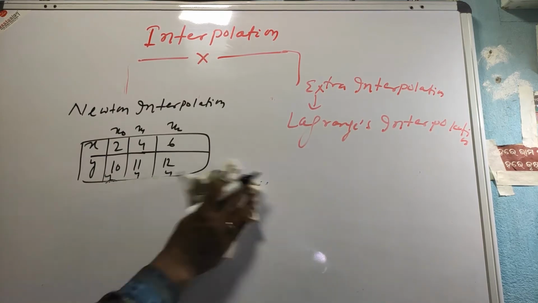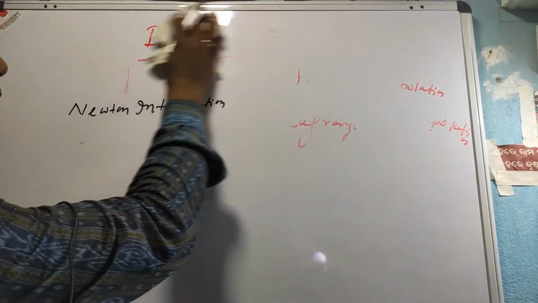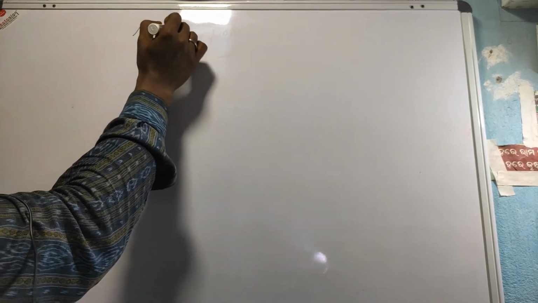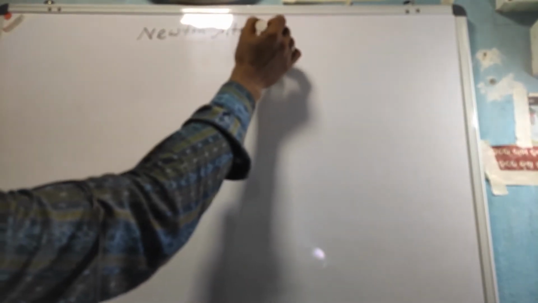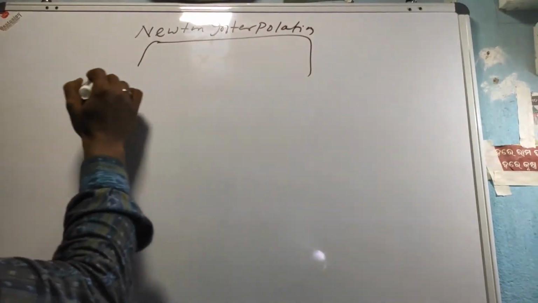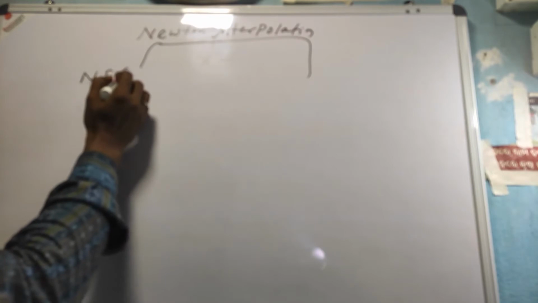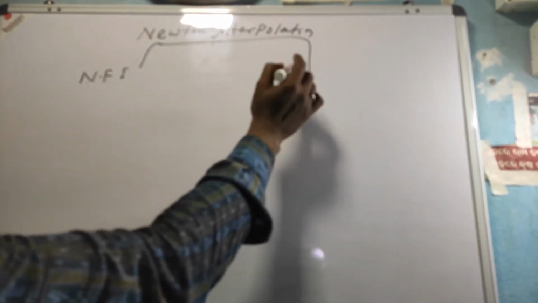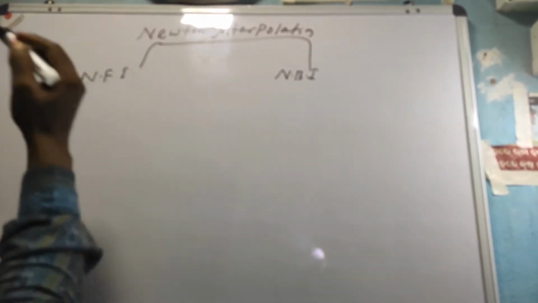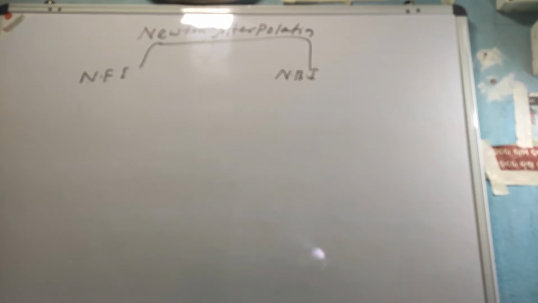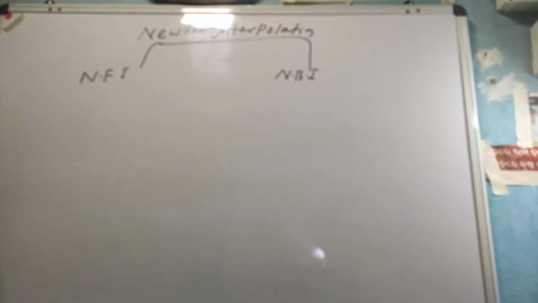The Newton interpolation is of two types: one is Newton forward interpolation, another is Newton backward interpolation. F is forward, N is Newton, I is interpolation. In Newton forward interpolation, it is easy to remember and easy to find the formula. I can say it is very easy.